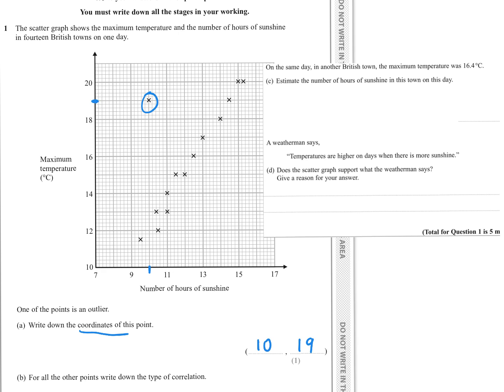For all the other points, write down the type of correlation. Well, I'm going to put the line of best fit on here first. Let's see if I can do that without messing it up. So something along these lines here, and that's a positive correlation. So let's write that down. So we have a positive correlation.